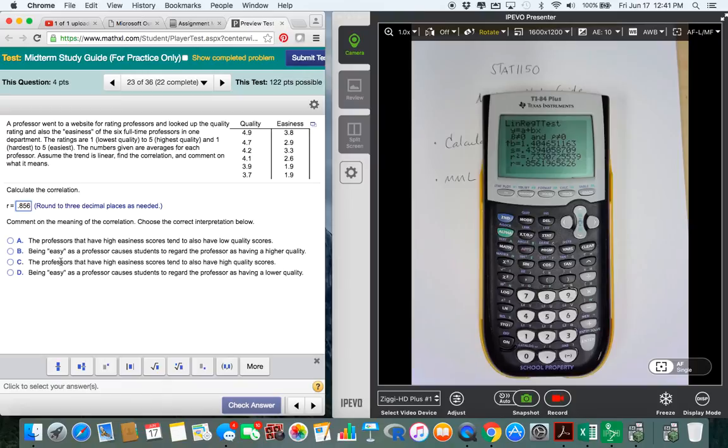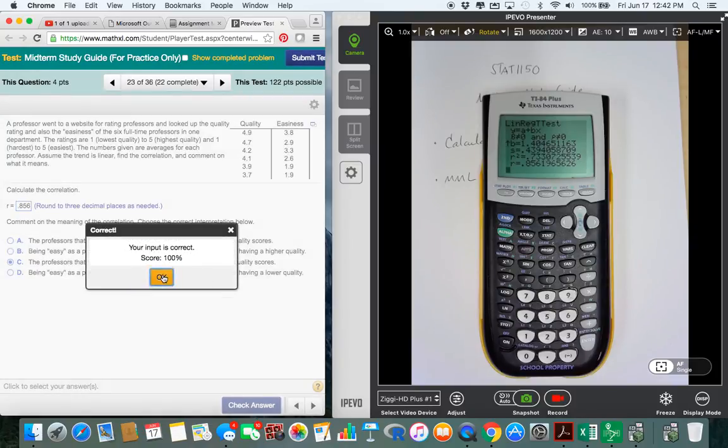Well, that's not true. Being easy as a professor causes... guys, anytime you see that word cause in a statistics problem, you can immediately get rid of it. We don't do cause and effect with regression. There are techniques in statistics we can use to model causation. This is not it. Professors that have high easiness tend to have high quality. So as one goes up, the other goes up. So guys, I am going with those. And that's going to be right.